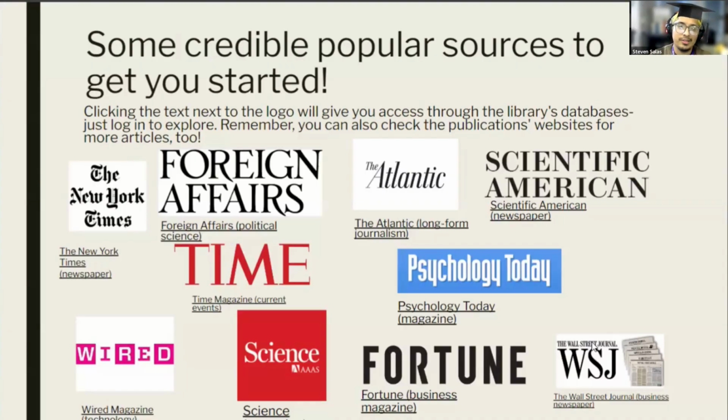Because if you go directly to the New York Times or Psychology Today or the Wall Street Journal websites, they're going to want you to pay to get access to a lot of it. They may give you a preview or half an article, then ask you to sign up, or they'll let you read 2 or 3 articles and then you have to start paying. No, we're already subscribed to the majority of these, and you have access to it for free.